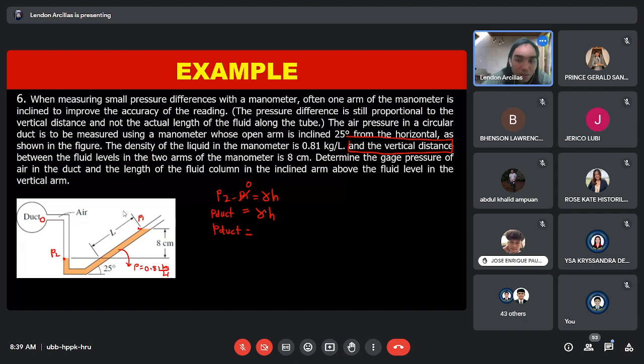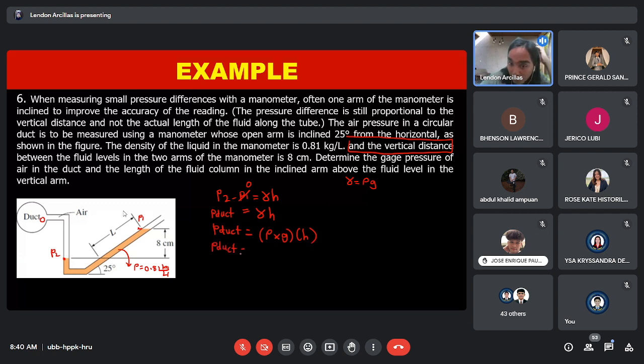So this is specific weight ng substance. So ang binigay dito is the density. How do we find the specific weight in terms of density? That is density times the gravitational pull. So convert mo lang natin yung liters since diretso na tayo. That is density times gravitational pull times height.